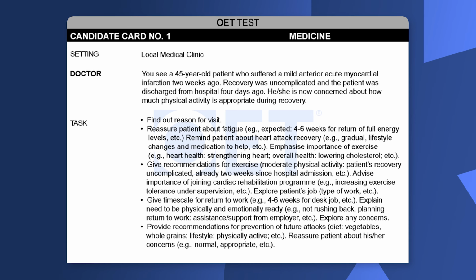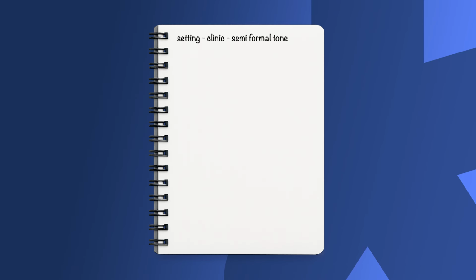Next, let's focus on the role. This role-play card, for example, tells us that you are a doctor having a consultation with a patient. This gives you important information about the subject of the conversation. Here, the patient had a mild heart attack and is at your clinic because he is concerned about doing physical activity. So we now know much of the conversation is likely to be about recovery management and exercise. Let's add this to our notes and jot down: scenario, 45-year-old patient, mild heart attack, good recovery, concerns regarding physical activity.